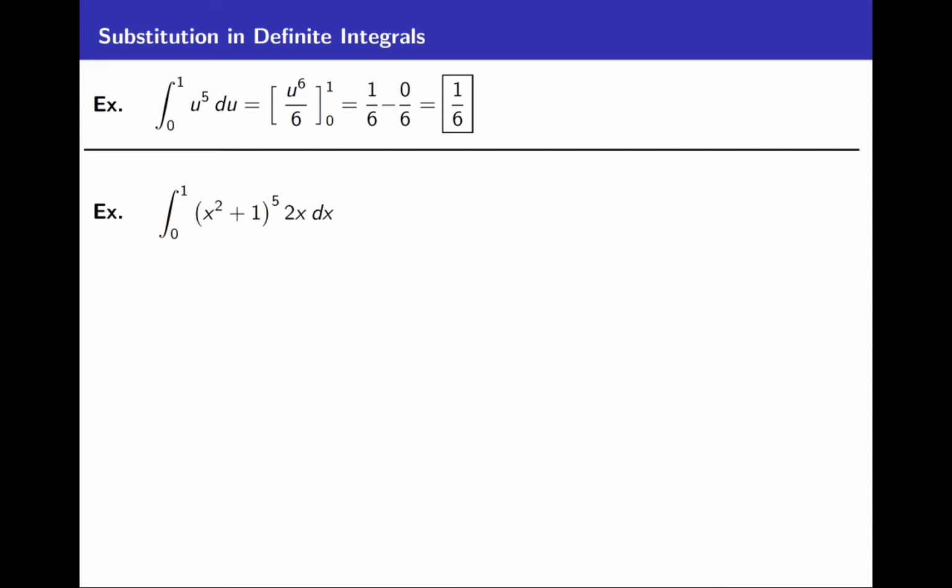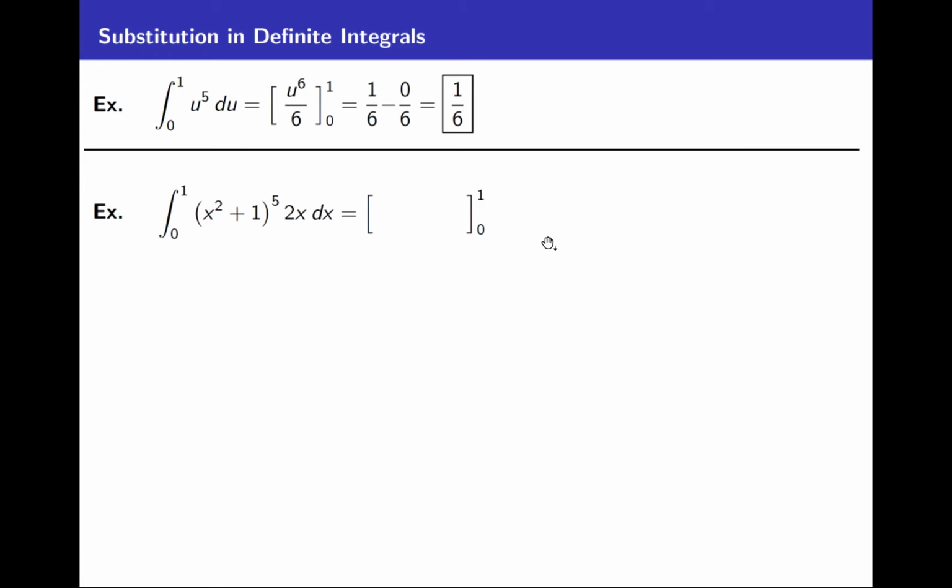Let's move on to a slightly different problem. How about the integral from 0 to 1 of x squared plus 1 to the 5th times 2x dx? Kind of like what we had before, but a little bit more complicated. But the basic strategy is the same. You'd use the fundamental theorem of calculus. You'd look for an antiderivative of x squared plus 1 to the 5th times 2x dx to put right here, and then you'd evaluate from 0 to 1.